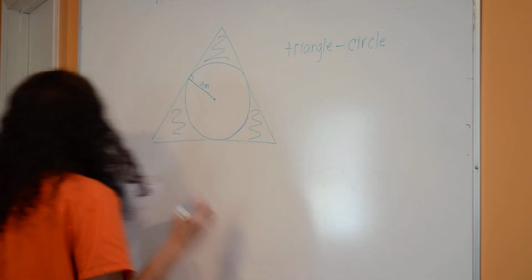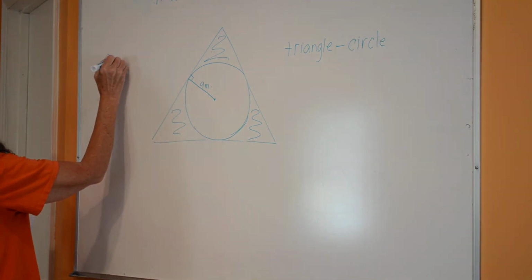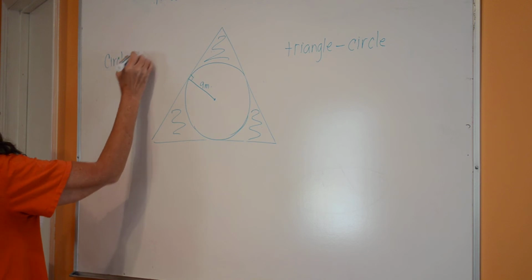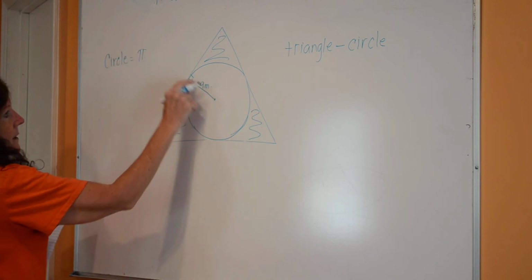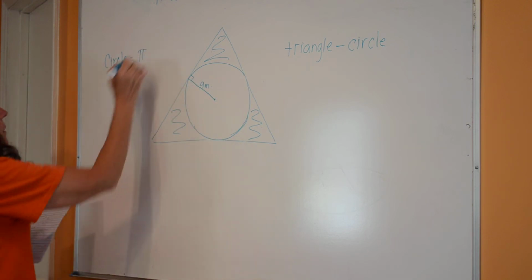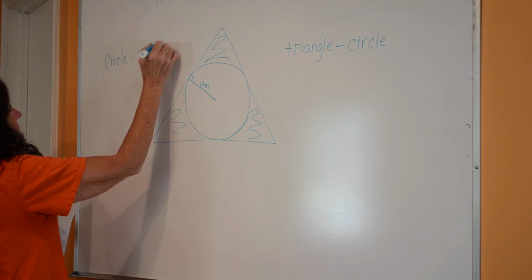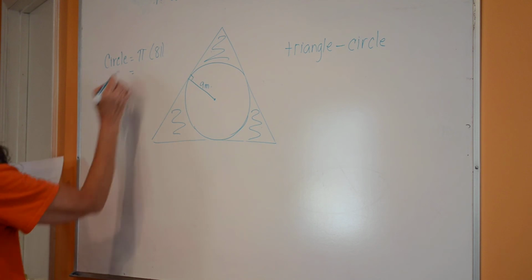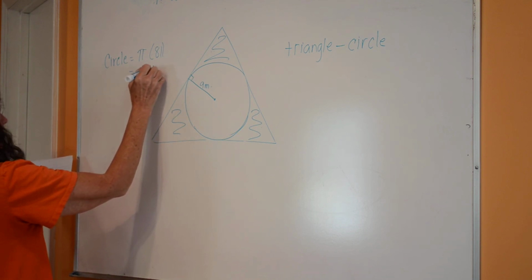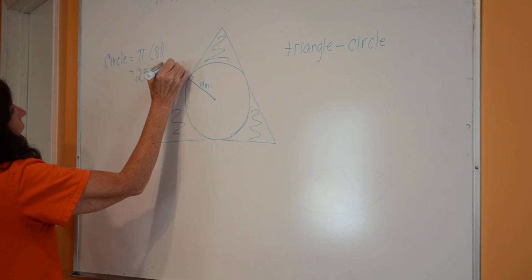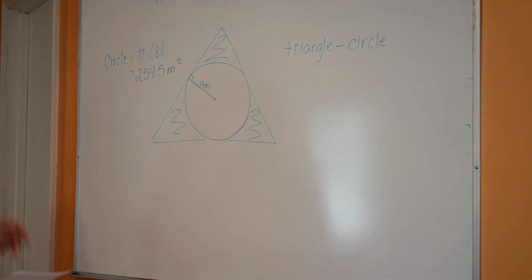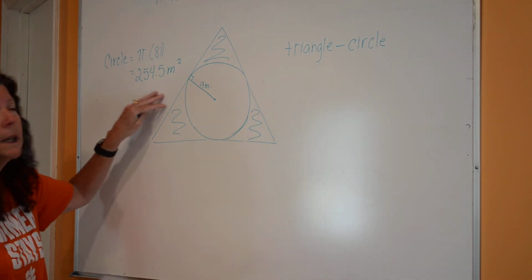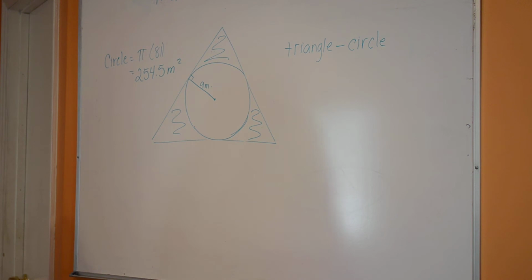The circle is the easiest thing to find, so the circle is going to be pi times, and if you notice, that's the radius of the circle, so pi times 81, because it's 9 squared, and that's going to give me an area of the circle of 254.5 meters squared. You might be off a little bit on your numbers depending on where you round it, so as long as it's close, you're all right.